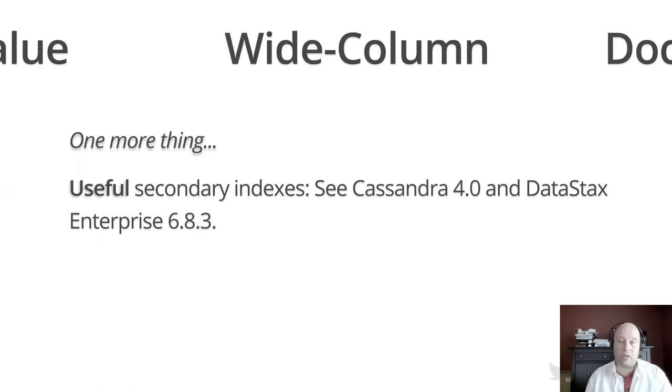In 4.0, more useful secondary indexes. And actually at DataStax, we have a different kind of secondary index implementation, which we have contributed to the Apache Foundation to be included in Cassandra, but it's not going to be in 4.0 yet. So this is an exciting topic to keep an eye on, and will certainly broaden the use cases that you can use Cassandra for.